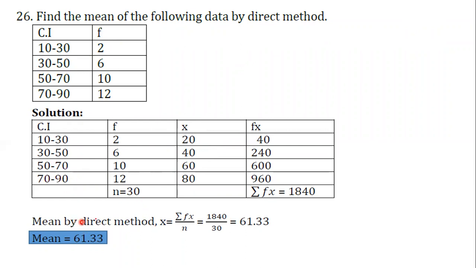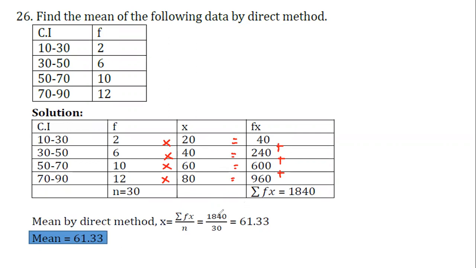So what is the formula? Mean by direct method is sigma fx divided by n. You know the values of f and x. fx means f into x. Multiply both: 2 into 20 is 40, 6 into 40 is 240, 10 into 60 is 600, and 12 into 80 is 960. Sigma means sum, so add all these. If you add all these, you will get 1840.